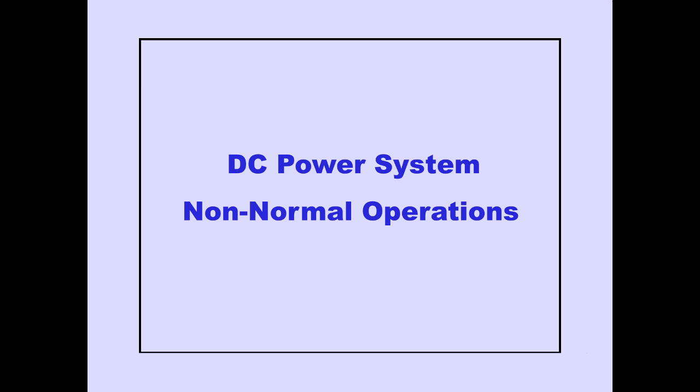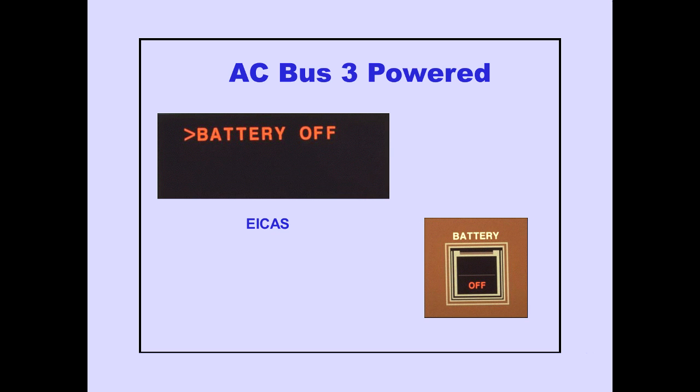Now let's discuss DC power system non-normal operations. The ICAS advisory message, battery off, is displayed when the battery switch is off and AC bus 3 is powered. The off light in the battery switch also illuminates.